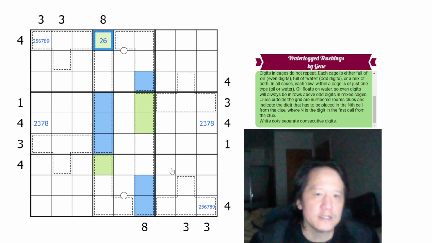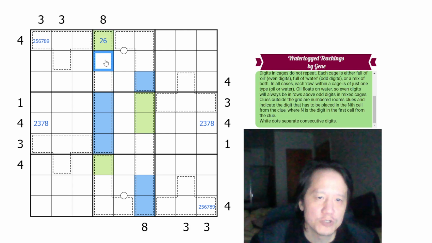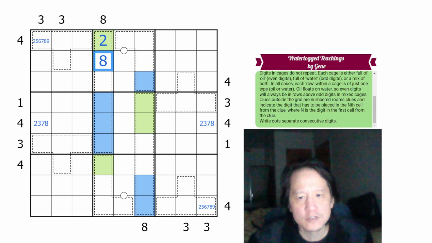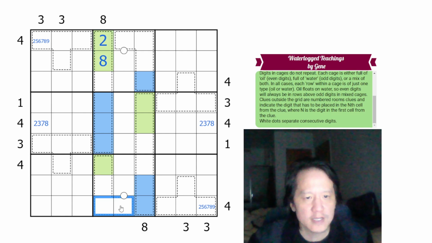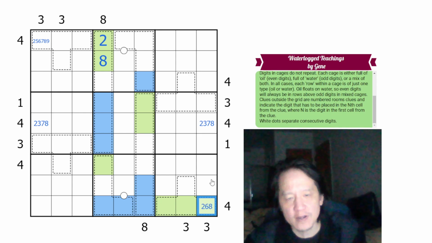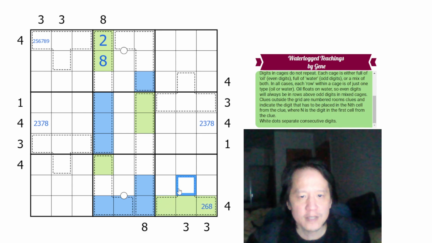So 8 is either 2, which it could be, or 6, which it cannot be because that's odd. Therefore, this is 2. And therefore, this is 8. So this is even. We know both of these are even. There's an even here. Therefore, these cannot be even because if this is even, that has to be odd. So this is odd either way, which makes this even. So this is 5, 2, 6, or 8. This has to be even too.